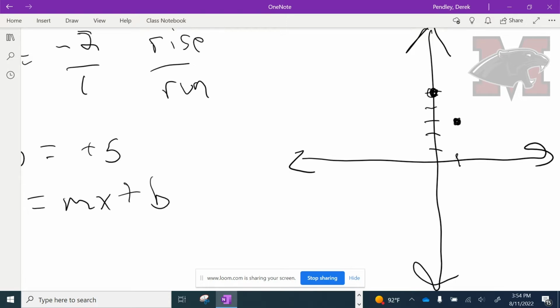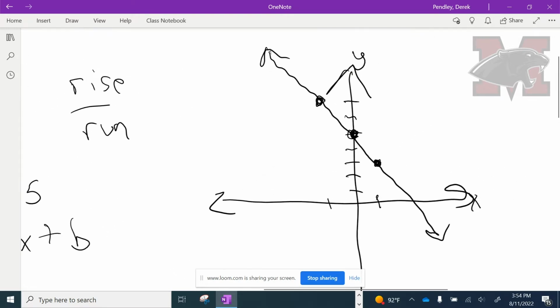Remember, negative slopes, that negative either stays with the numerator or it goes in the denominator. So you could still go up 2, but then left 1. You still land on the same line, but remember that negative can only go with one of them. So then that line is there. Remember, you can label your x and y axis.